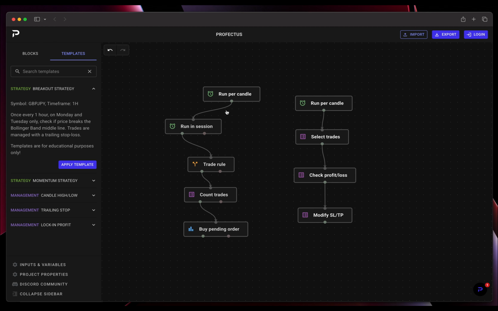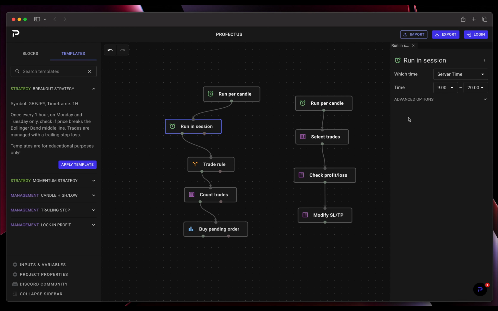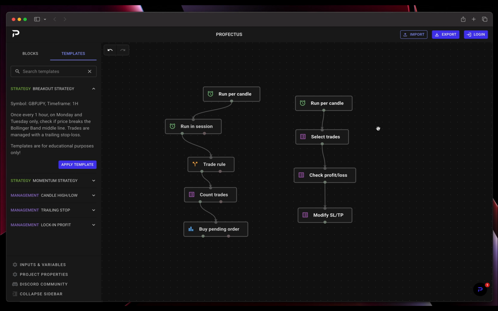The second rule is run in session. I only want to move on to the next tasks if we're in a current session. If you click on it, server time means it takes the clock of your MetaTrader terminal. The time is set at 9 o'clock to 20 o'clock. This is the session I want to trade. The days I have selected are Monday and Tuesday. You can also select other days. Click on the canvas and the block closes and saves.